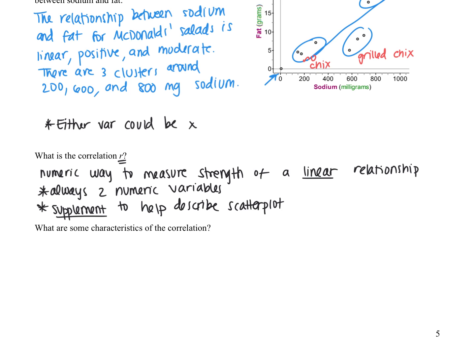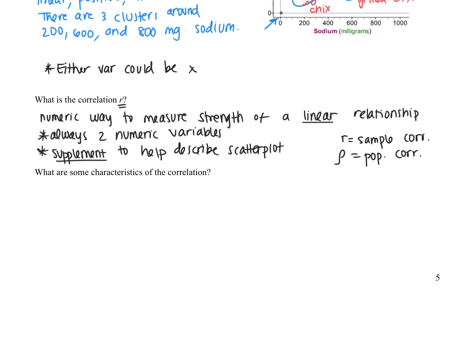Okay, some things you need to know about R. Well, first of all, this is a small thing, but I'm going to tell you anyway. R refers to the sample correlation. What I mean by that is you don't have every single data point. So in this case, we could calculate R for that scatter plot above, assuming that it's a sample of the salads at McDonald's, that it's not all of them. If we had all of the salads at McDonald's, we use the symbol rho. Rho is the population correlation. You're not going to see that symbol very often, but I want you to write it down just in case you do see it.